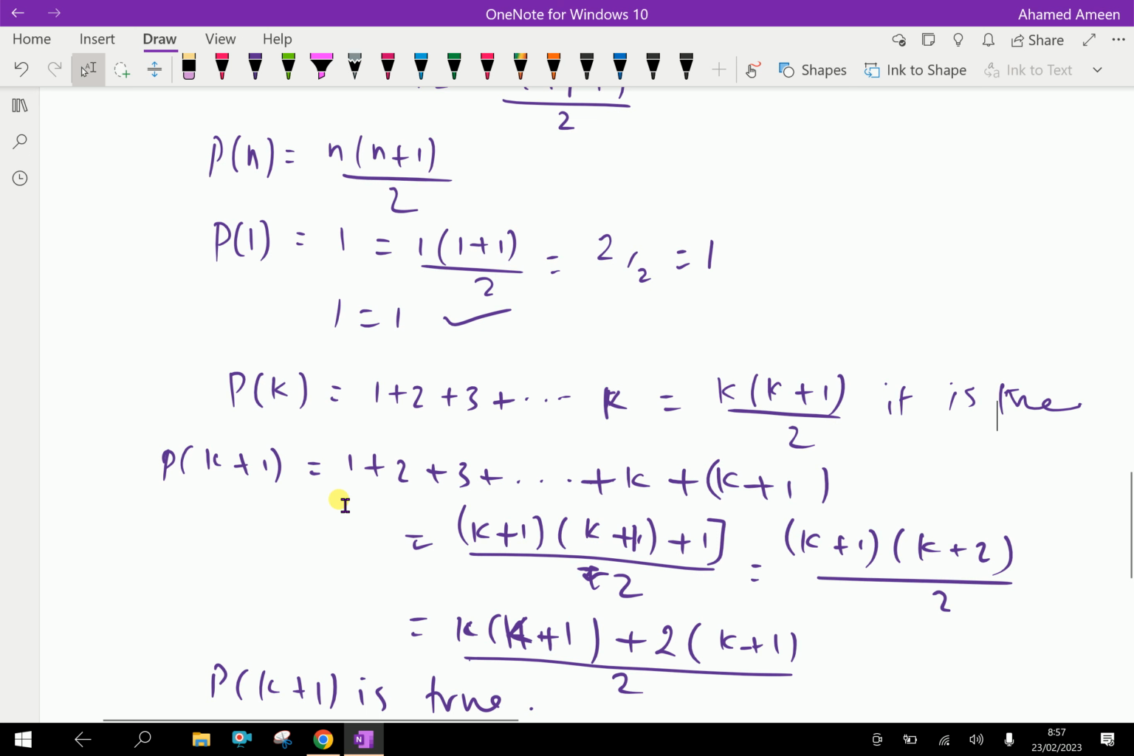We use P of k plus 1, which is 1 plus 2 plus 3 continuing up to the next step, k plus 1. So instead of k we write k plus 1, that is n is k plus 1 and n plus 1 is k plus 1 plus 1, by 2. By simplifying, k plus 1 into k plus 2, then splitting, that is distributing k plus 2, we get k into k plus 1 plus 2 into k plus 1, by 2.